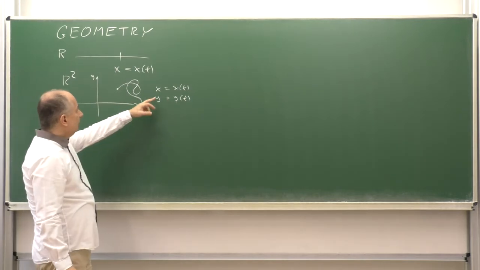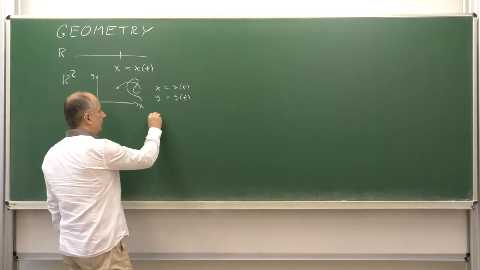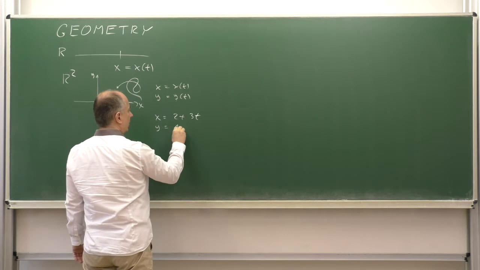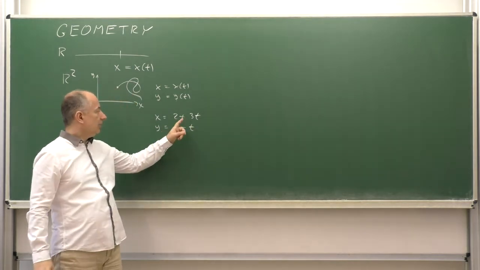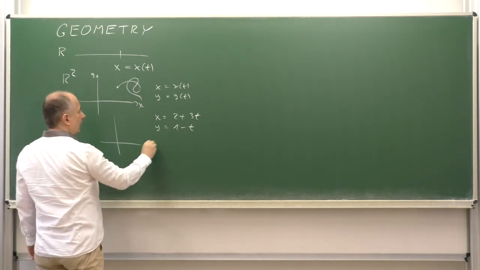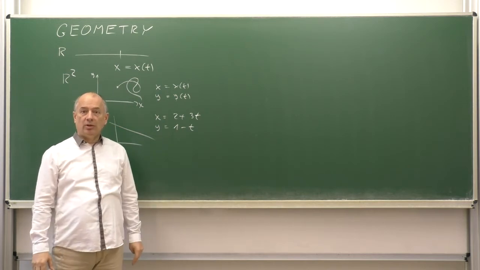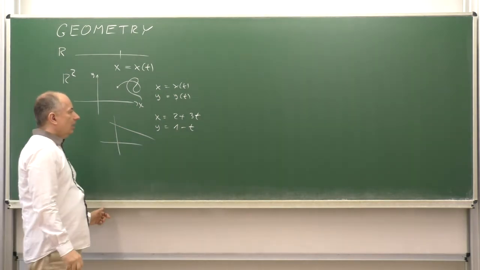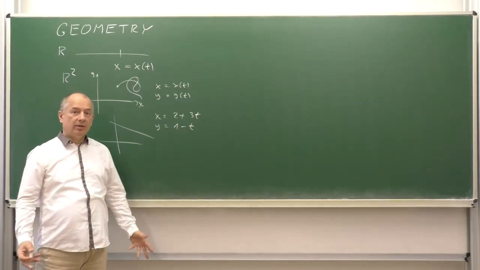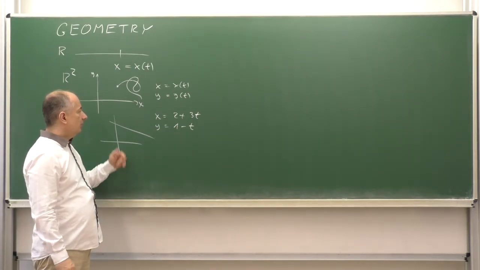And if the functions are simple, in particular if they are linear, if it looks like, say, 2 plus 3t and something like 1 minus t, that means a constant plus a constant times t, and similarly for y, then this is the parametric equation of a straight line. We can describe a line in a plane in several possible mathematical ways. This is the parametric equation of a line.